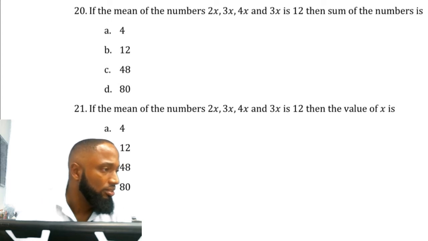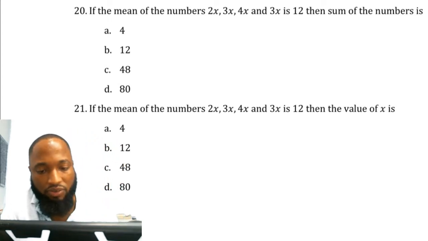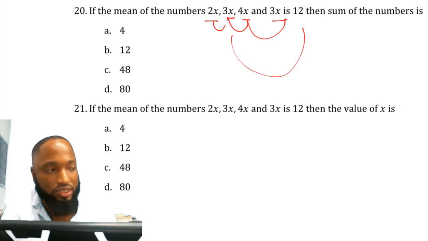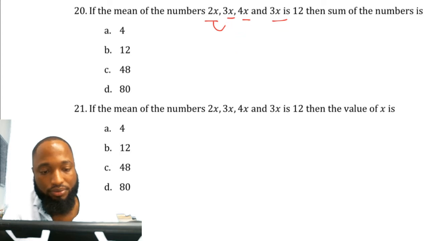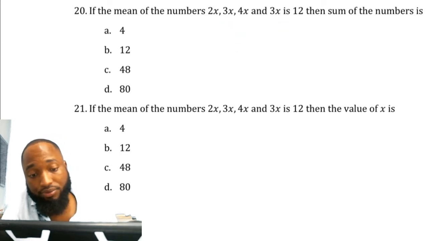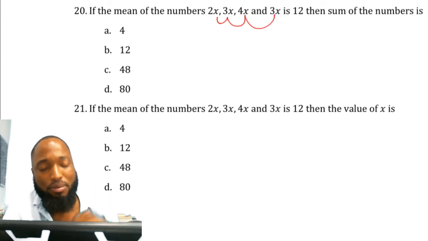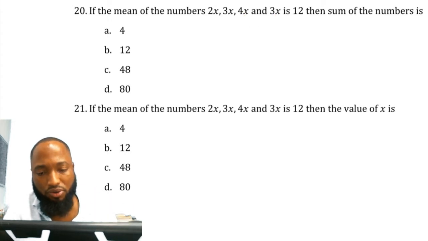20C. If the mean of the numbers 2x, 3x, 4x, 3x is 12, then the sum of the numbers is what? Alright. No, not add up and you get 12. Add up, divide by 4 and you get 12. This is similar to what we were doing before.